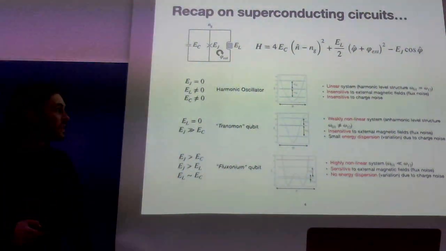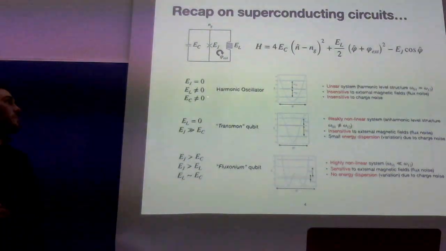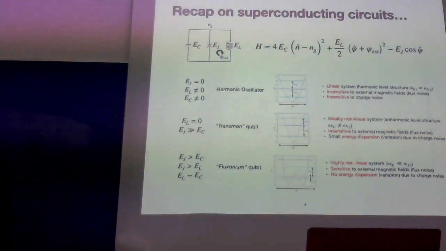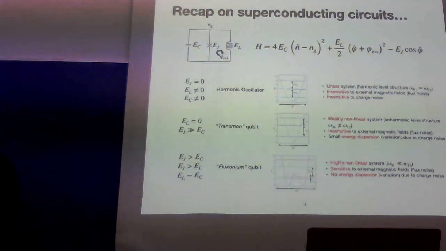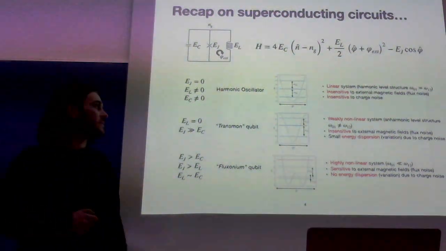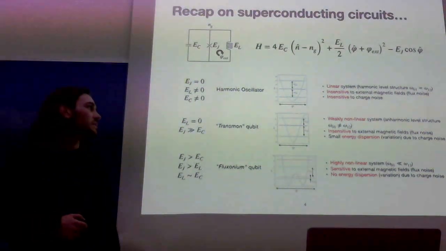We can see that if we set this Josephson junction to 0 and these two are non-zero, we have the quantum harmonic oscillator, which is just a linear system where the energy difference between levels is the same. So it's basically insensitive to external magnetic fields and to charge noise.